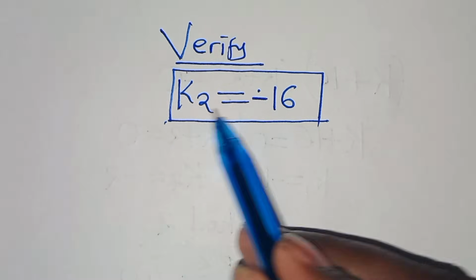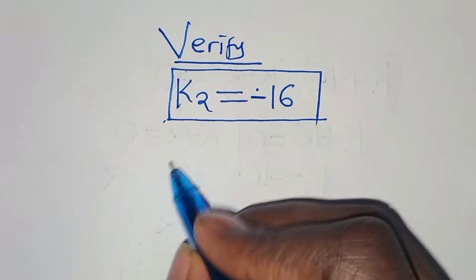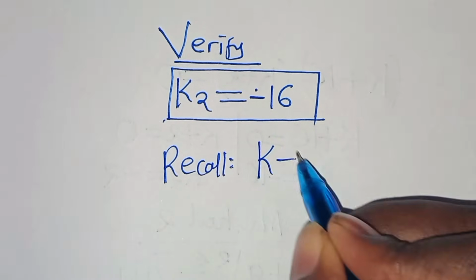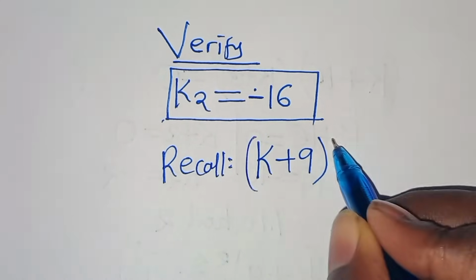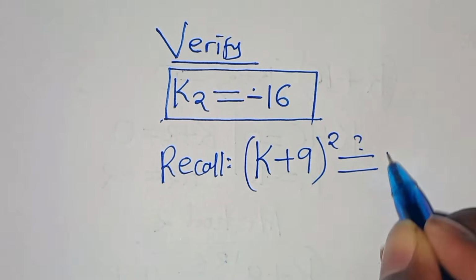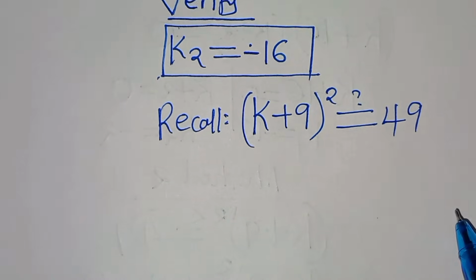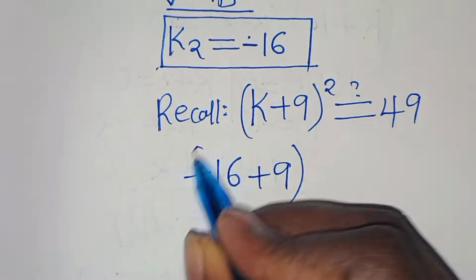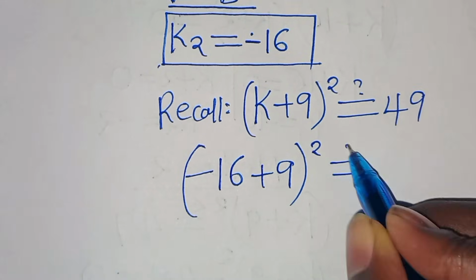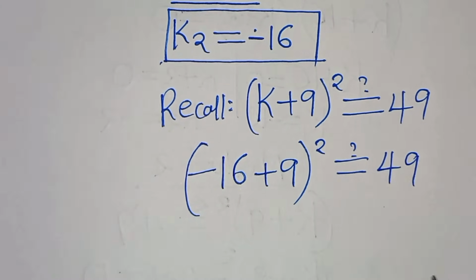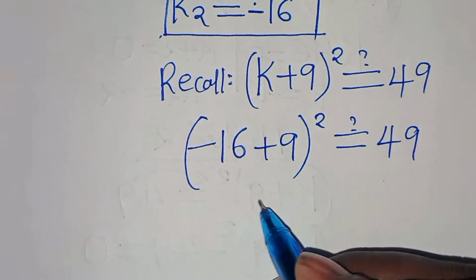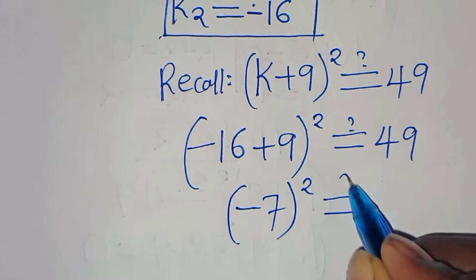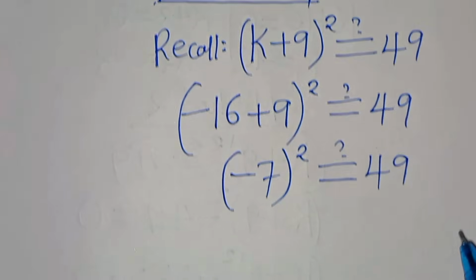Now let's verify that k2, which is minus 16, satisfies the equation. Now if you recall, we have that k plus 9 raised to the power of 2. This is supposed to give us a value of 49. So we have minus 16 plus 9 raised to the power of 2. This should give us a value of 49. So minus 16 plus 9, this is minus 7 raised to the power of 2. This should give us a value of 49.